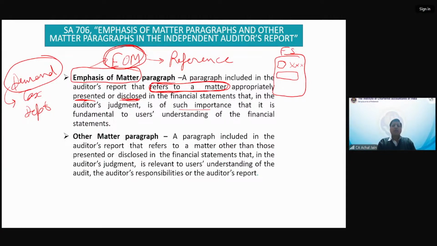Bhavna is asking about the audit report. Yes, we'll get on to the audit report. Don't worry. Let me just discuss this other item also, the other matter. Then we'll look at the audit report for both these things. Any questions? Any doubts so far? Everyone clear?